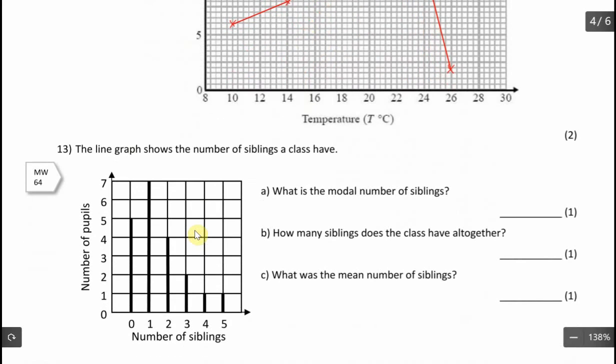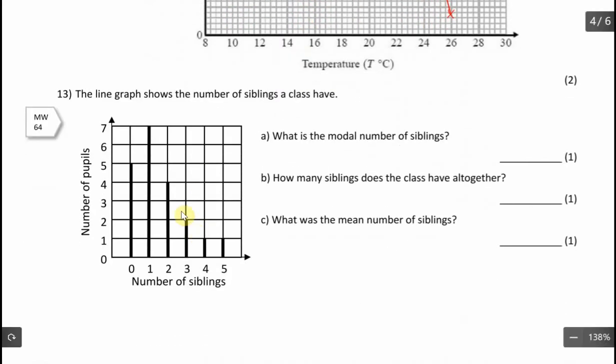Number 13, we've got a vertical line chart here, exactly the same as a bar chart, just lines instead of bars really. What is the modal number of siblings, so the most common number of siblings? So in other words, which is the tallest bar, and that is 1. So most people in this survey have 1 sibling.